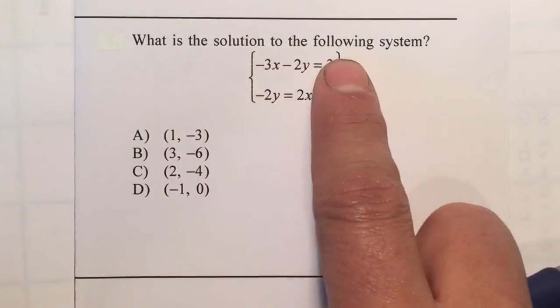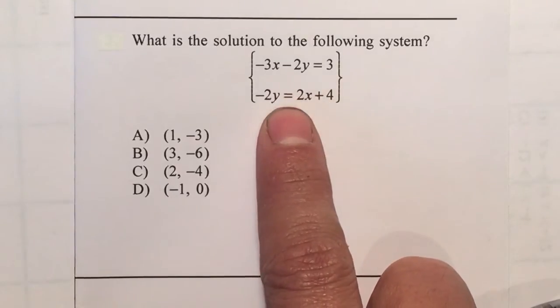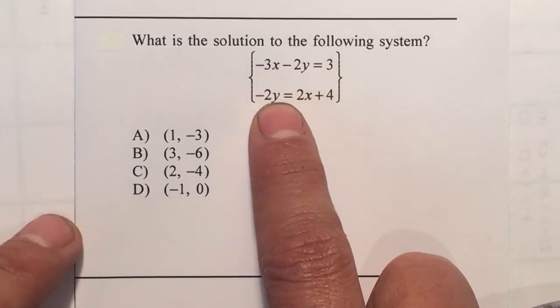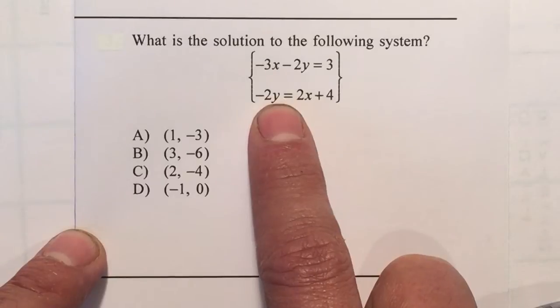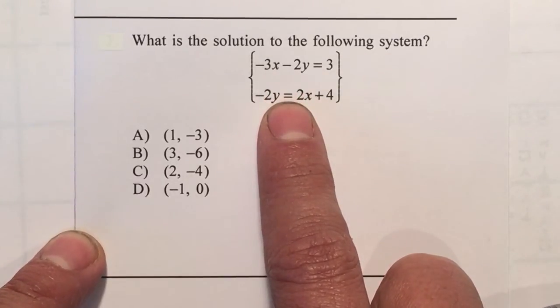What is the solution to the following system? They give you a system of two linear equations. We have two equations of lines, and we want to find the solution. Now you can decide whether you want to do it by combination or substitution.